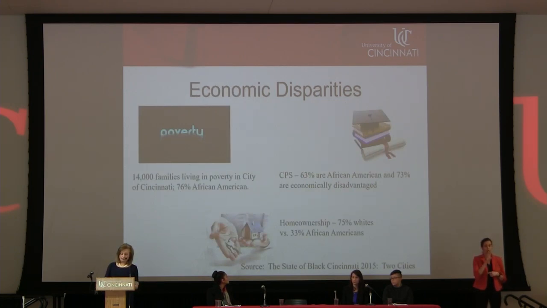In 2015, the Urban League of Greater Cincinnati published an excellent report titled The State of Black Cincinnati 2015, Two Cities. And in this report, if we look at some of the economic disparities, we find we have 14,000 families living in poverty in the city of Cincinnati, of which 76% are African American. Homeownership also varies greatly here by race, 75% for whites compared to 33% for African Americans. In our Cincinnati public school system, 63% of students are African American and 73% are economically disadvantaged.